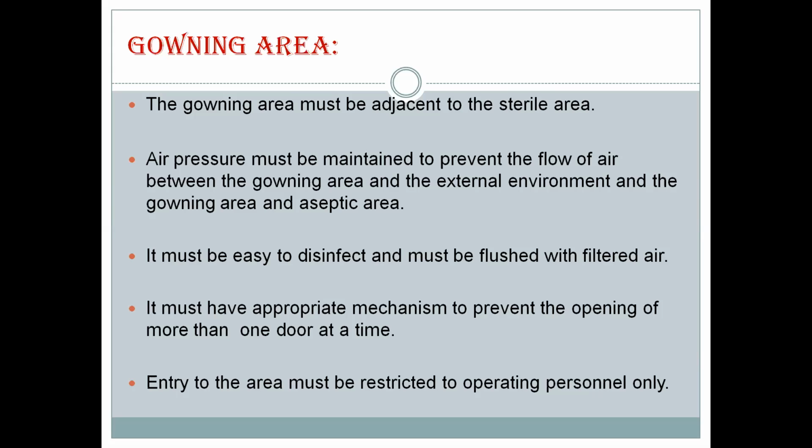Air pressure must also be maintained to prevent the flow of air between the gowning area and the aseptic area. Then it must be easy to disinfect and be flushed with filtered air. It must have an appropriate mechanism to prevent the opening of more than one door at a time. Entry to the area must be restricted to operating personnel only.